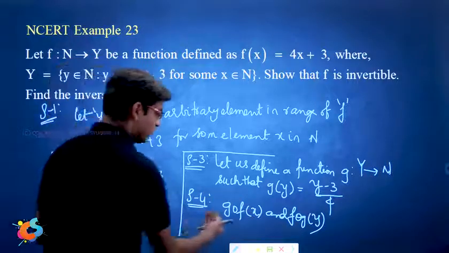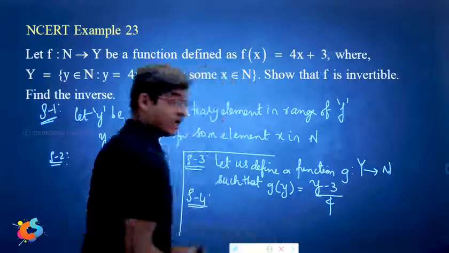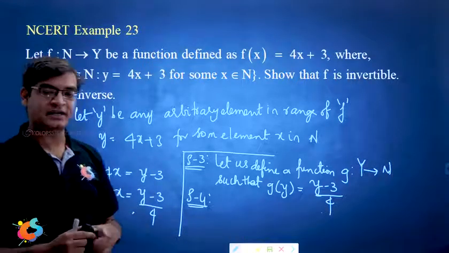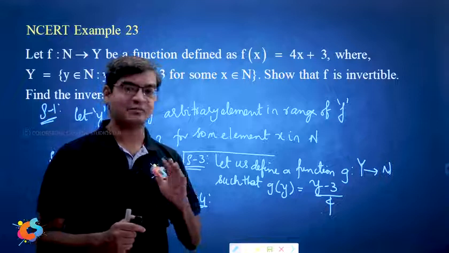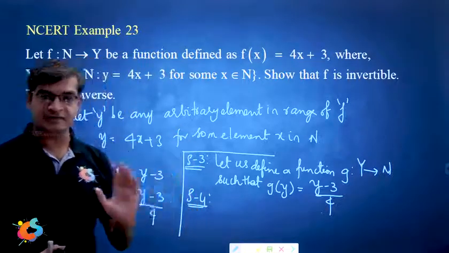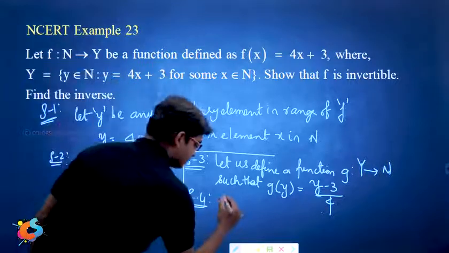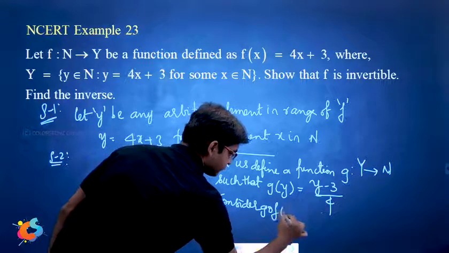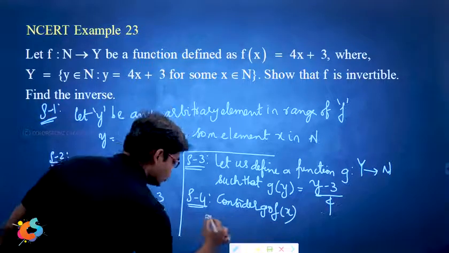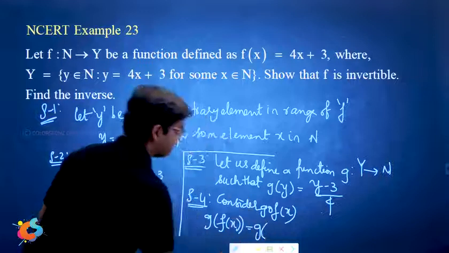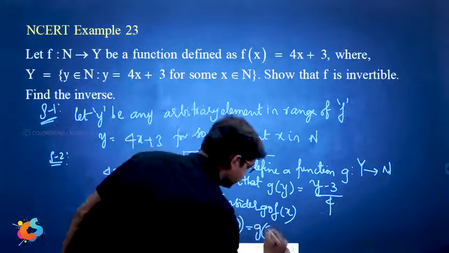Okay, so in all of the questions in boards, you have to get these two as identity functions. It will certainly happen. If it is not happening, that means you have made some mistake, but otherwise it will certainly be an identity function. Okay, so consider g circle f of x. Okay, so g of f of x. Okay, g of what? What is f of x? That is 4x plus 3.